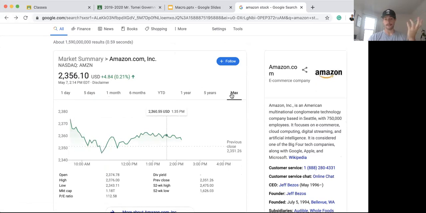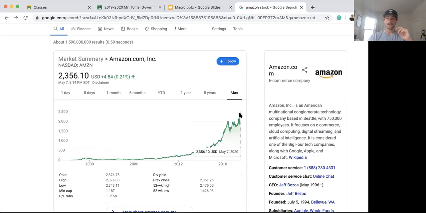If we look at the max of Amazon, if we had gone back 20 years ago, when it first hit the market, it was worth $1.73. Had you bought just one share at $1.73 and sold it today, you would have made roughly $2,354 and 50-something cents. Check me on my math on that. That's just one share. Imagine had you bought 1,000 shares back then, right? You would have made over, well, what's 2,000 times 1,000? Calculator time.